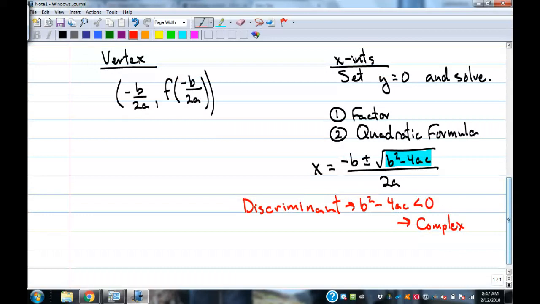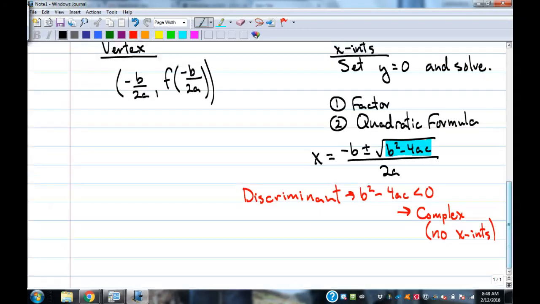And complex solutions don't show up as x-intercepts. So that also means no x-intercepts. Okay. So if you find the b squared minus 4ac and you find out it's negative, you don't need to go any further. You know it's not going to cross the x-axis. You're not going to find those x-intercepts. Okay.